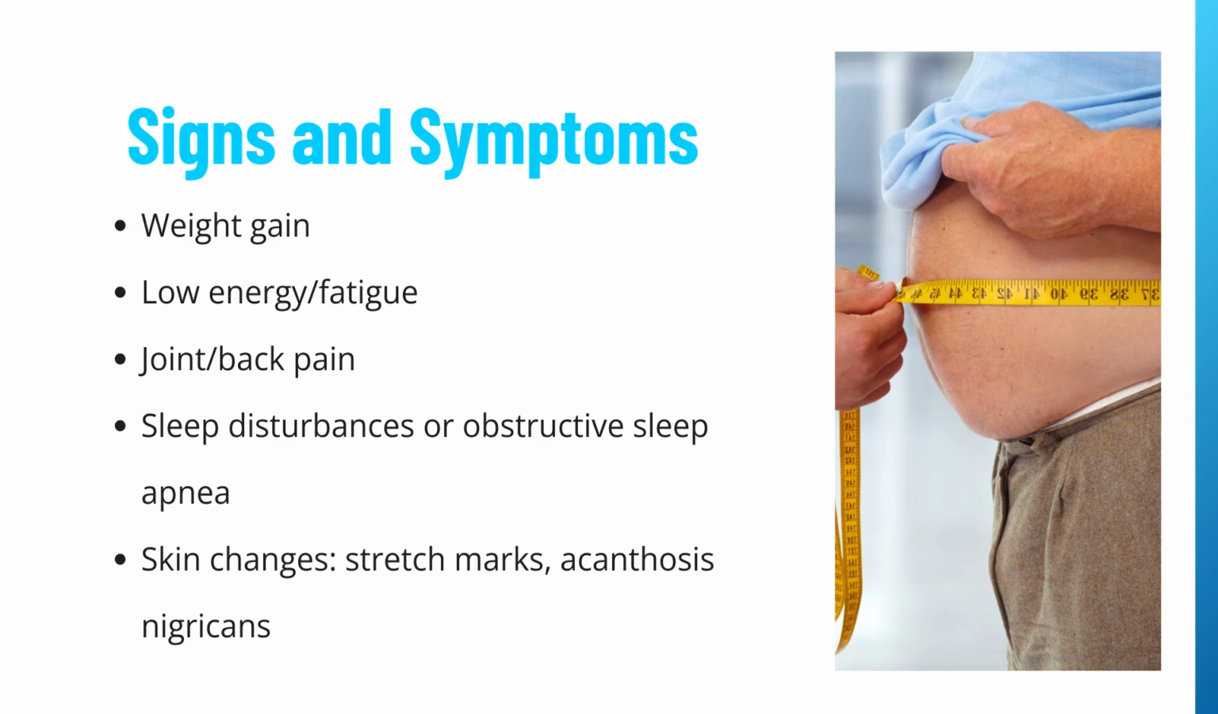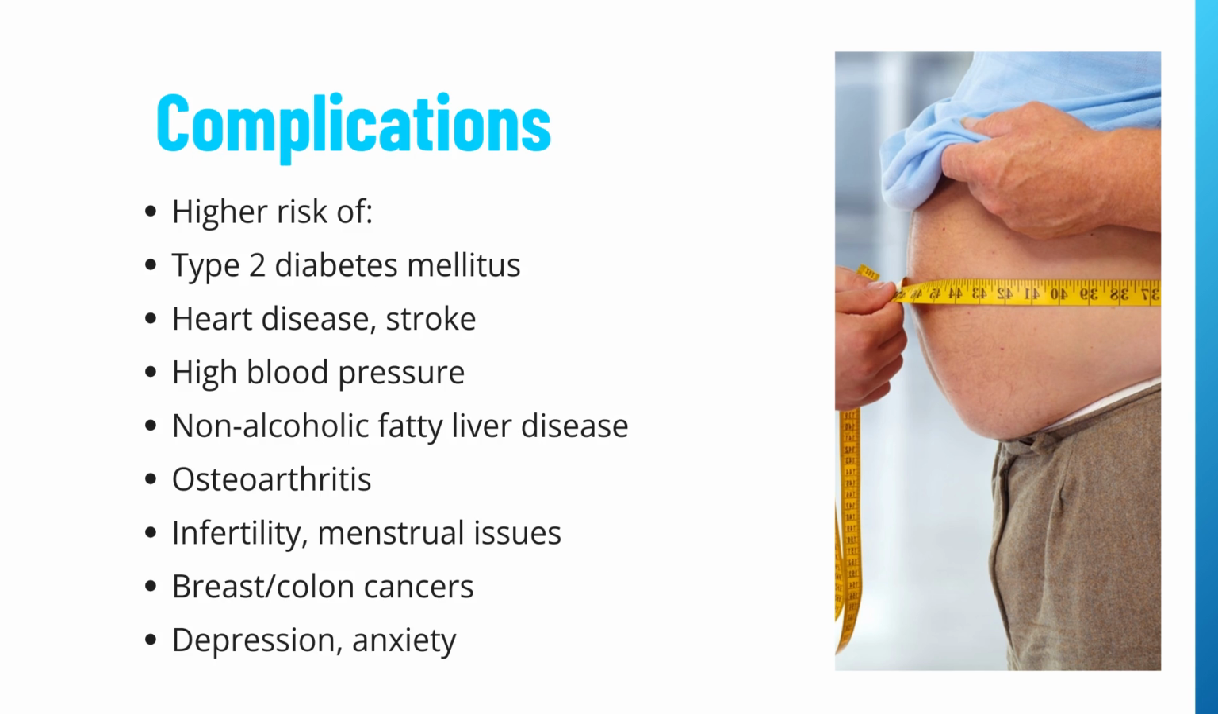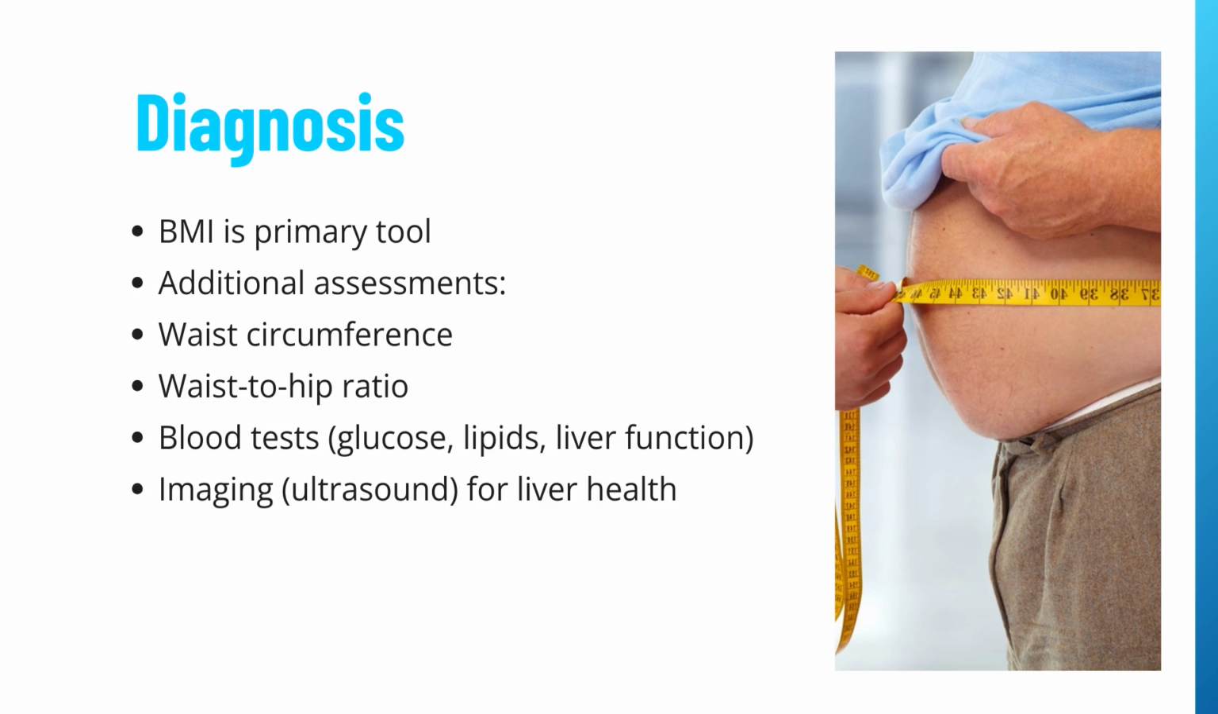But the real concern lies in complications. Obesity raises the risk for many diseases, including type 2 diabetes mellitus, heart disease and stroke, high blood pressure, non-alcoholic fatty liver disease, osteoarthritis, infertility and menstrual issues, certain cancers like breast and colon, mental health issues such as depression and anxiety. So, how is obesity diagnosed?